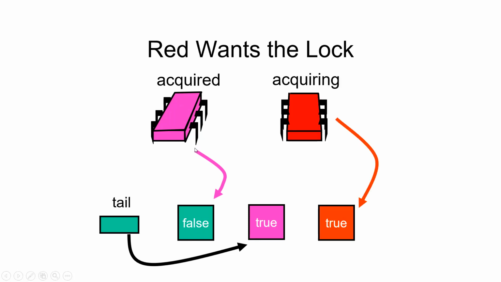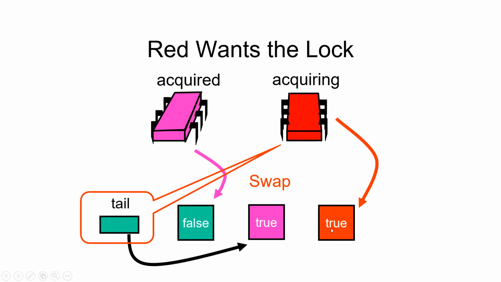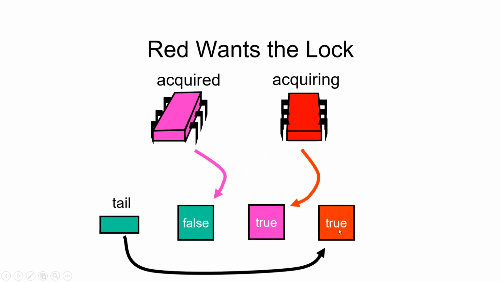Next, another thread wants to acquire the lock, so it will do the same steps. It will create a QNode. Here the QNode value is true, and after that the tail should point to that particular red QNode. So here we are performing the swapping. This red thread will point to the pink thread's QNode, and the tail will point to the true node, this red node.